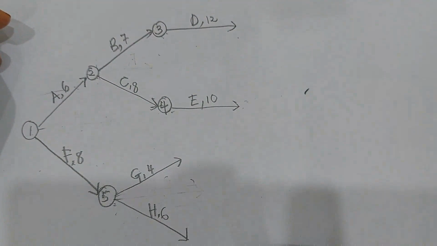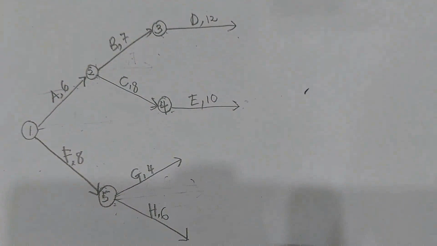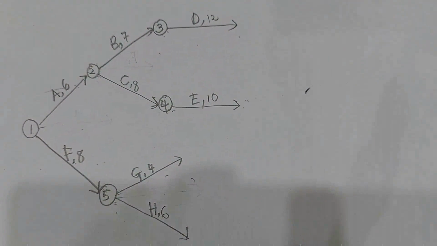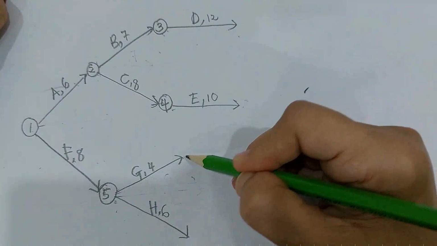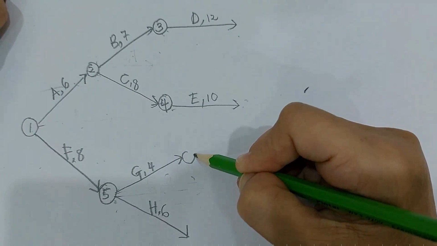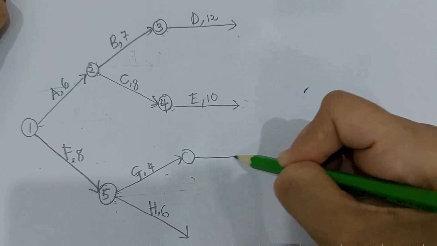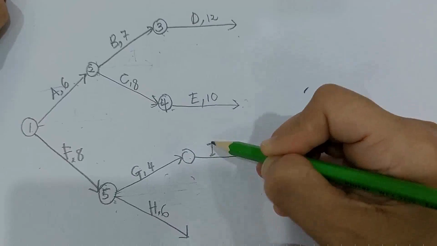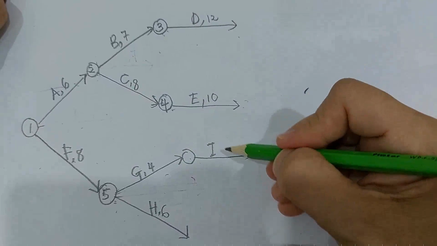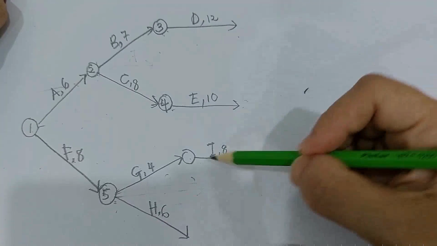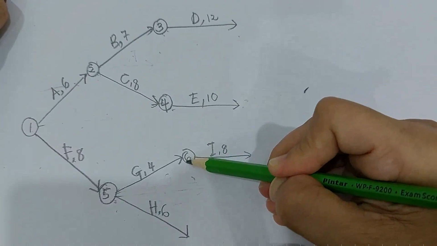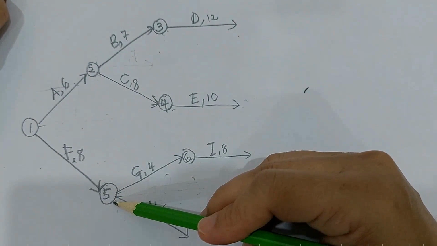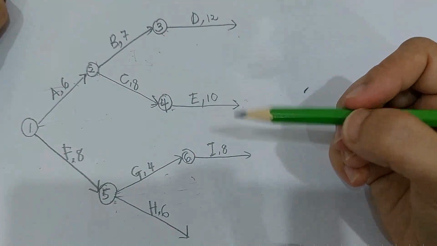Okay, H is done. After H is I. I, the predecessor is G. So where is your G? G is over here. You know that your I will come from G. So you draw your I over here. Time for I is 8 weeks. No number yet. Then only you put in the next number. Over here will be number 6, because just now we stopped at number 5. So over here is number 6.